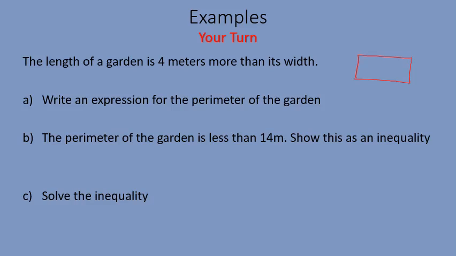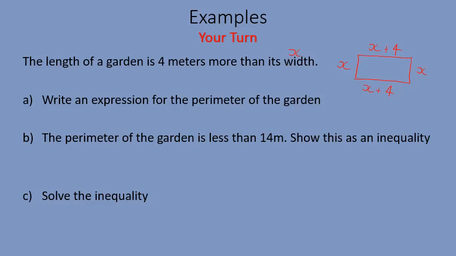With a question like this, it's always useful to draw what the question is telling you. So the length of the garden is 4 more meters than the width. They haven't given us a letter here, so we're going to call the width of the garden X. So the length is going to be 4 meters more than the width. So that's going to be X add 4. Then here we're going to have another X and then another X add 4.